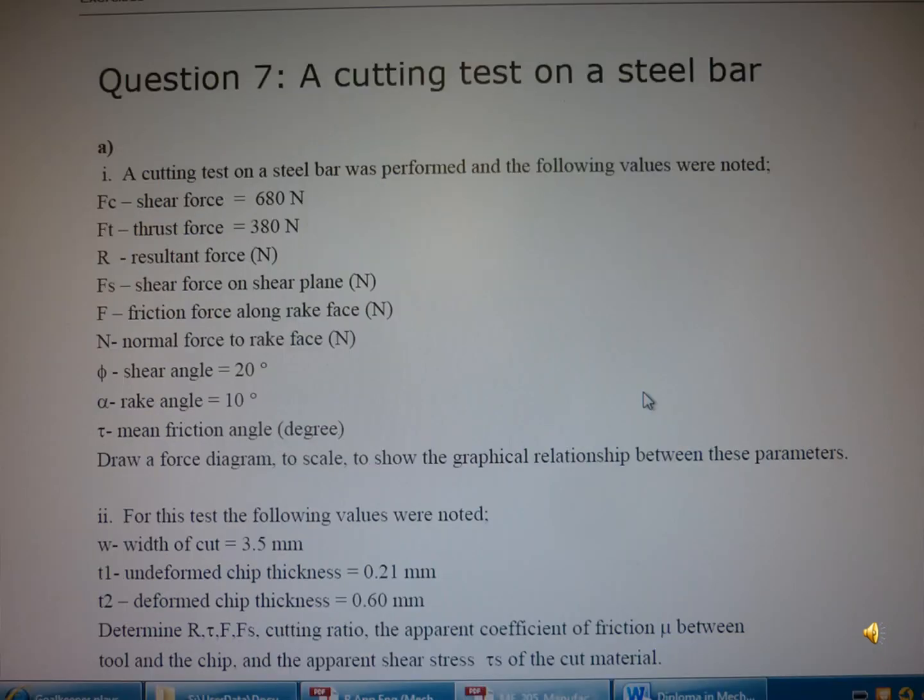We are recording tests on the Stiva. Usually, we measure the shear force, transport, redundant force, shear force on the shear plane, friction force along the rake face, normal force to rake face, shear angle, rake angle, and the mean friction angle. Those things are to be done for the cutting test.